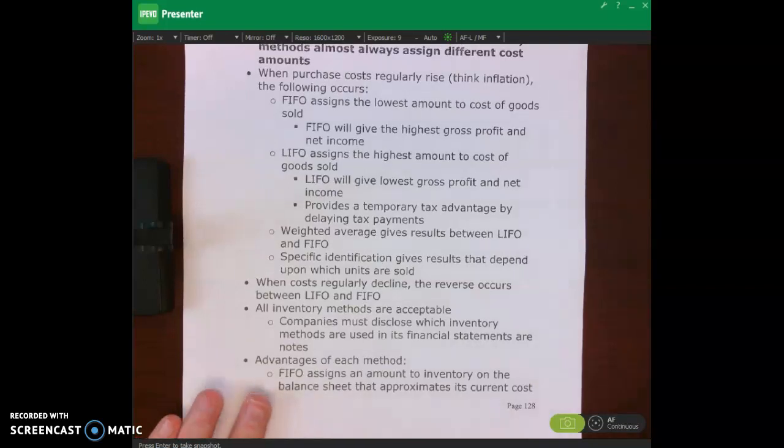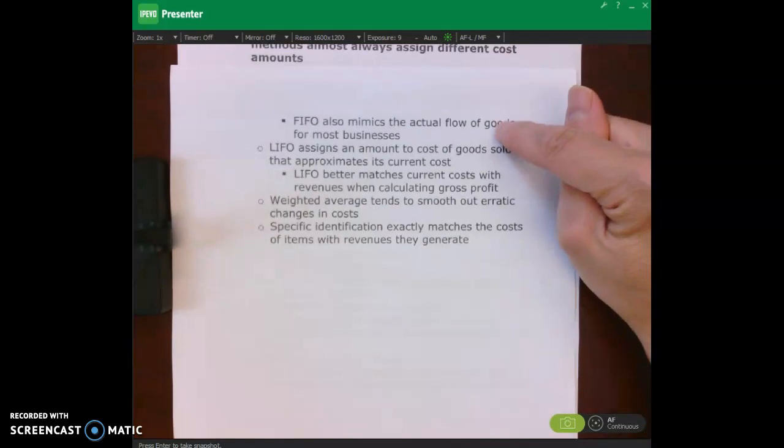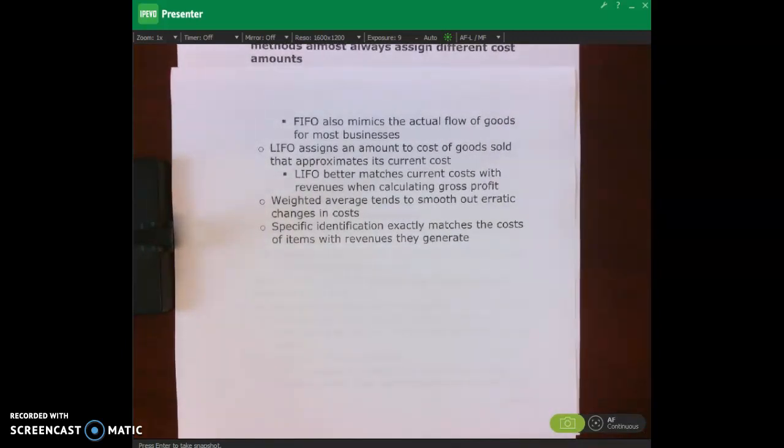Okay, and FIFO mimics the actual physical flow of goods for most businesses. You know, if you think about it, it wouldn't be like, wow, we got some new shipments in, we're just going to remove some of that beginning inventory from the shop floor, put it back in the warehouse, and then sell these new ones, right? That'd be the idea of LIFO, where the most recent inventory is the one that we sell first. That doesn't really make very much sense. What'd be more like is companies get in shipments, they put them on the shop floor to sell them, right? So FIFO mimics the actual physical flow of goods for most businesses. Okay.